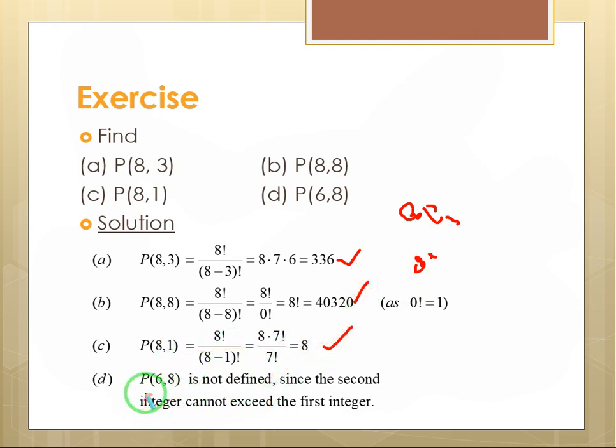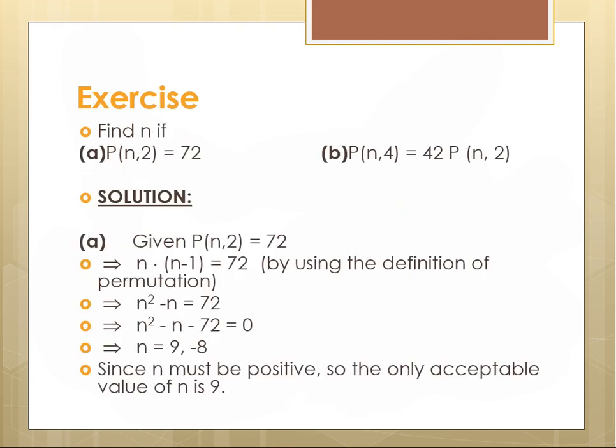Now we have P(6,8), so is it possible? It is not possible, because n is less than k. Coming to another example, find n if n permutation 2 is equal to 72. So what we need to find is n.